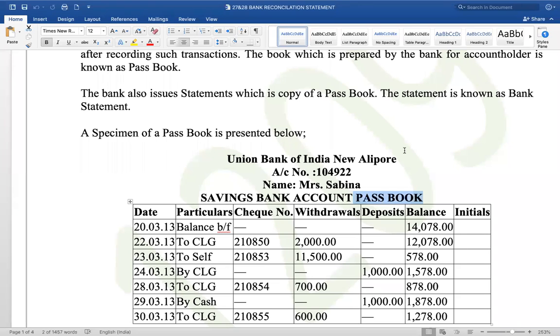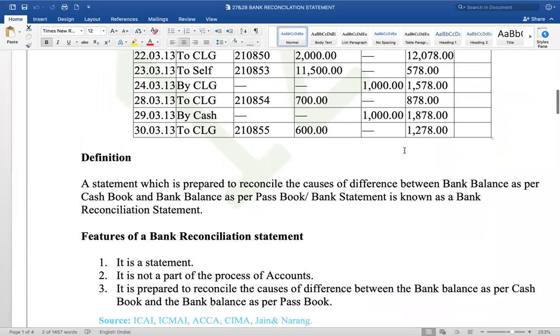Okay, what are the reasons? Because there is a difference, what are the reasons we will discuss? Because there is a difference, you need to reconcile these two books, cash book and passbook. To reconcile, you make a statement. You make a statement form, and that statement is known as bank reconciliation statement, BRS.